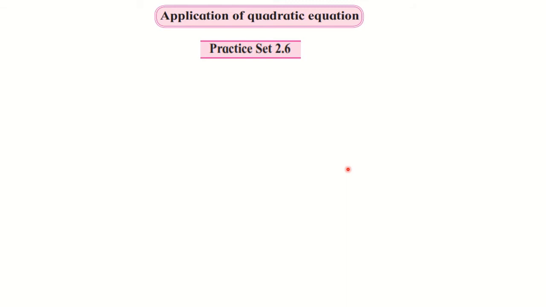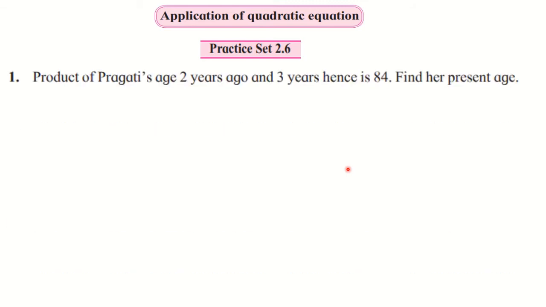So let us start with the first problem here, which is very simple. Such simple problems can appear in question number 2 also for 2 marks. So first question here. Product of Pragati's age 2 years hence and 3 years hence is 84. Find her present age. So here also one more thing is that only one thing you need to find here. In case of equation in two variables, generally we need to find two things. In rare cases, we have to find one thing there. But here they are asking for only one quantity. So here we have to find her present age.